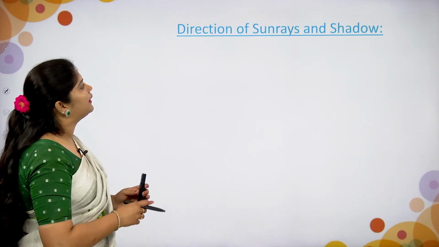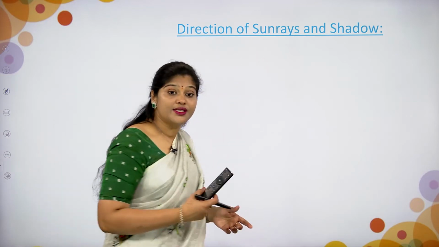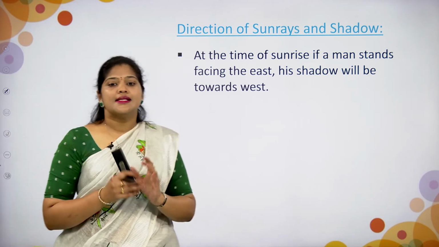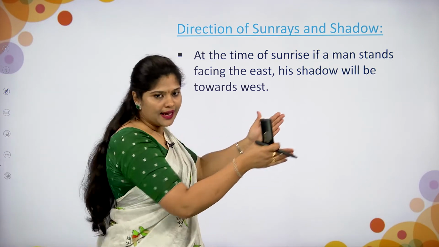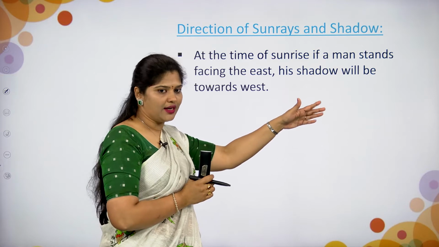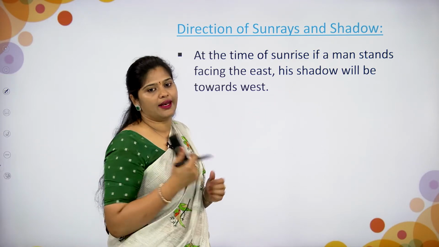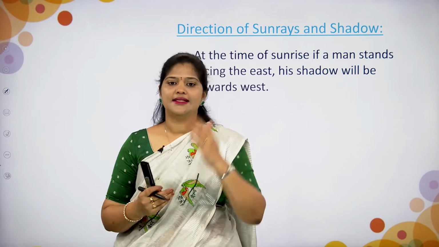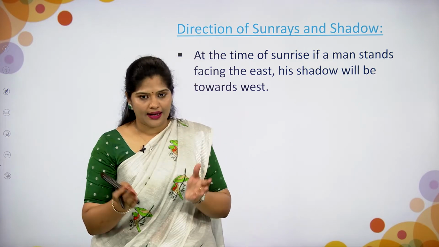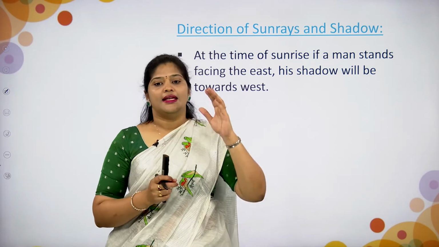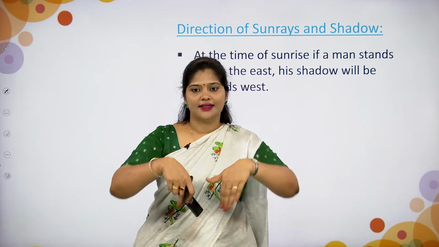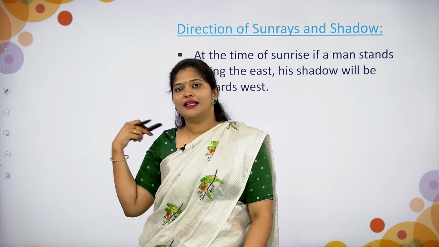Okay. Next, directions of sun rays and shadows. At the time of sunrise, if a man stands facing the east direction, his shadow will be towards west. I am standing east direction and my shadow will be west direction. Okay children, whenever in sun rays at the time of sunrise, if I stand east direction, my shadow will be west direction.